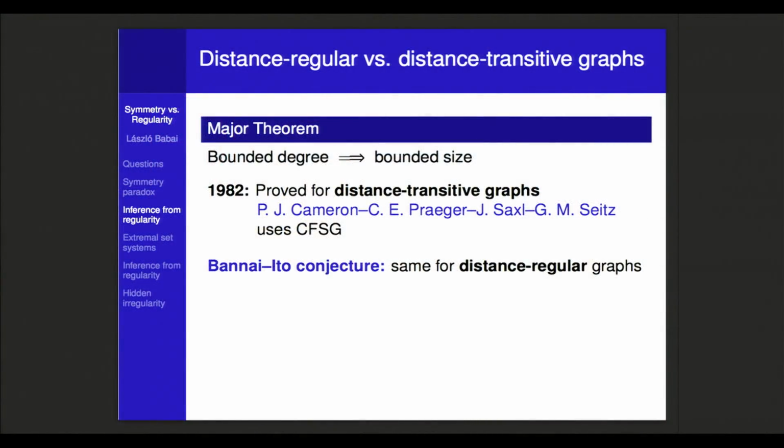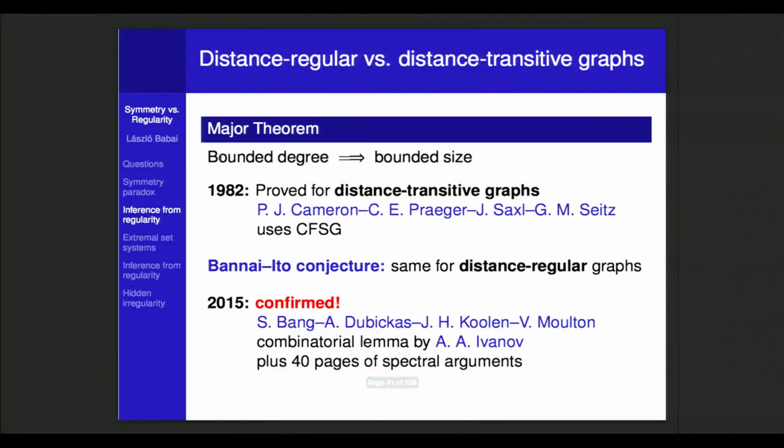But this motivated then a conjecture that became known as the Bannai-Ito conjecture, that the same should hold for distance regular graphs. And this was also confirmed, well, a mere 33 years, 1/3 of a century later. And it's no surprise. This is based on a combinatorial lemma by Sasha Ivanov, plus about 40 years of amazing spectral analysis, somehow localizing the eigenvalues of the adjacency matrix and deriving consequences ever more restrictive. So that result is really a tour de force of spectral analysis, and certainly perhaps the most important result in recent decades in algebraic graph theory.